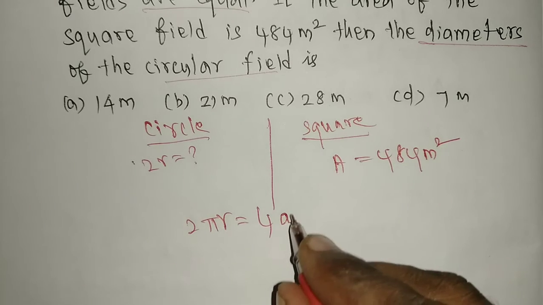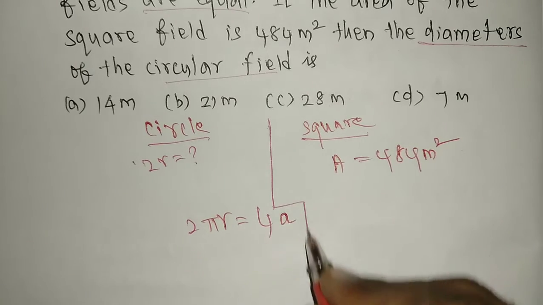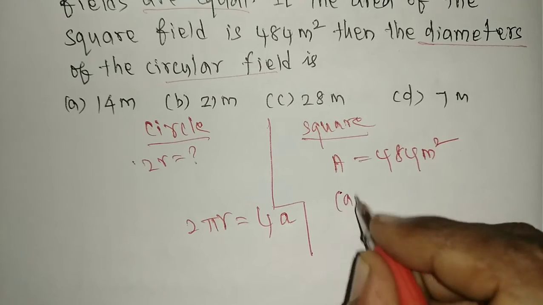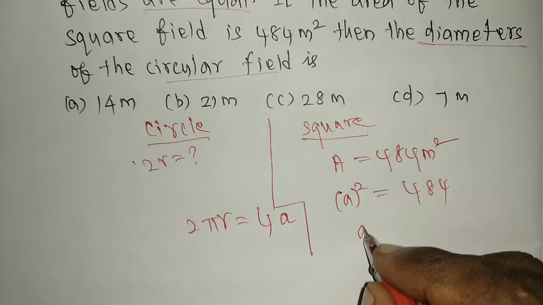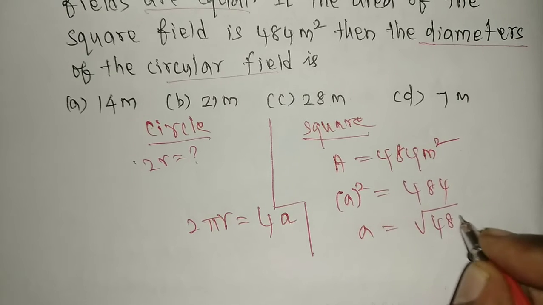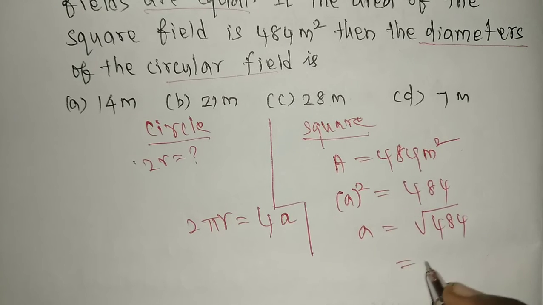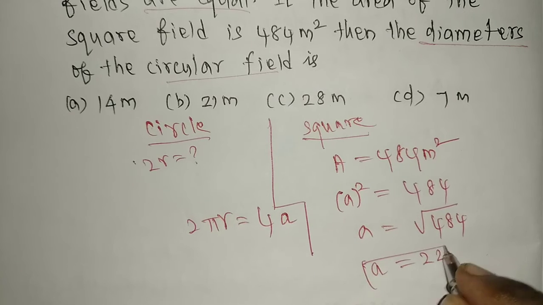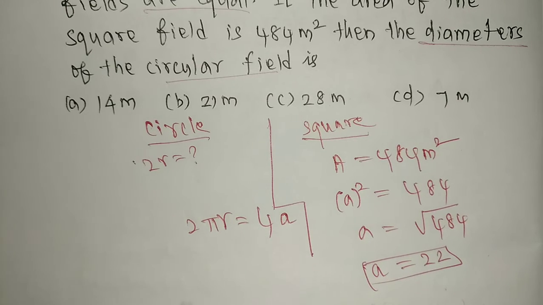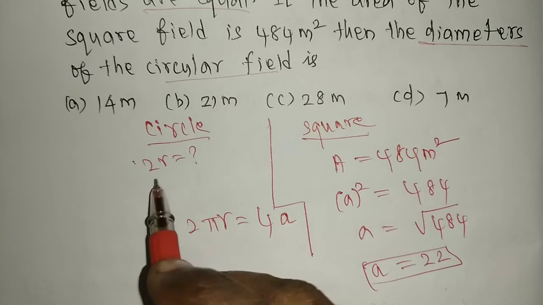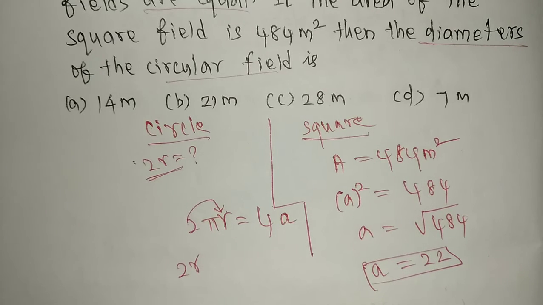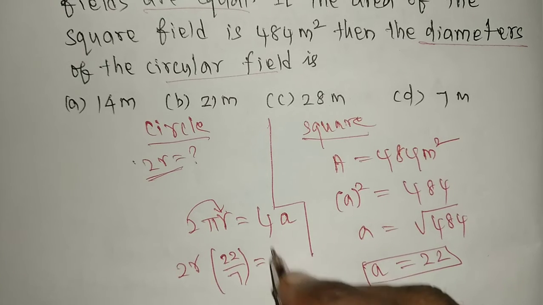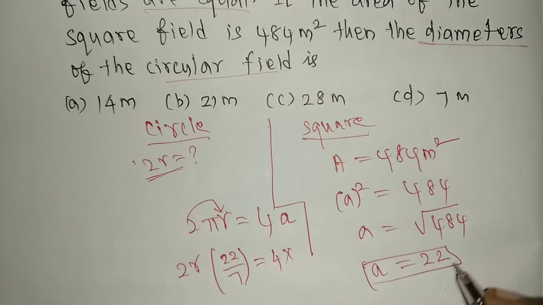Now the a value we can find by using the square formula, side square equals 484. The square goes to the opposite side. a is equal to root 484. If you take the root value, you will get 22. This is the a value. Now I'm going to use this a value here. Now 2 into, they asked to find 2r. So the r and 2 together I'm taking here. And the pi value we know is 22 divided by 7, which is equal to 4 into the a value, 22.